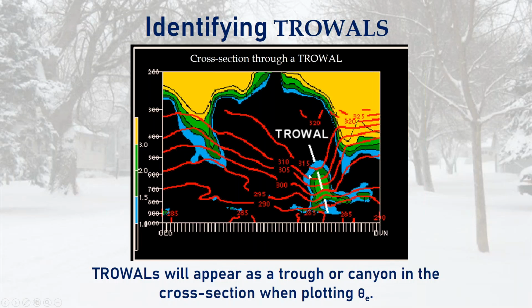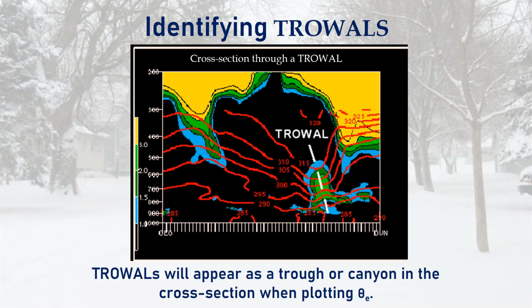So you see here the 310 theta E line goes down to about 600 millibars within the TROWAL, but it's up towards 400 millibars on either side of the TROWAL. So you have this relatively warm, moist air in the middle, surrounded by cold air. And that causes two things. One, obviously you have moisture, which is critical to getting snow, but also look at the slope of the theta E lines on either side of the TROWAL. What does that tell you?